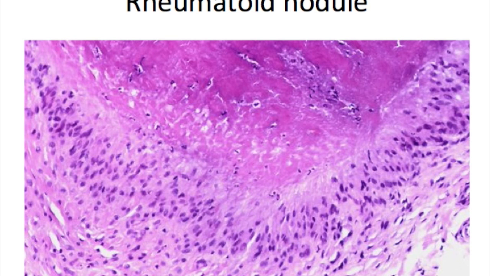What a rheumatoid nodule looks like: it has a central area of necrotic collagen surrounded by palisaded histiocytes and fibroblasts. You will have realized from my description that this is a granuloma. It's a granuloma that occurs around necrotic collagen.